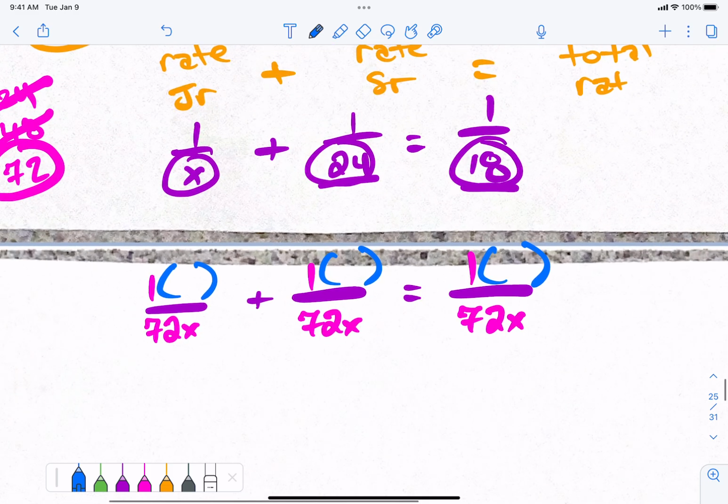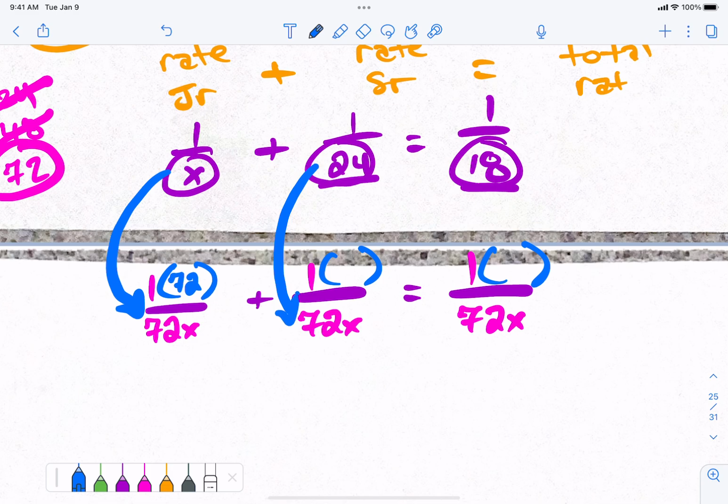All right, comparing. What does this one need to be multiplied by? He needs a 72. Okay? This 24, what do you multiply by 24 to get 72x? 3x. Yeah, that's a 3. 3 times 24 is 72, so he needs a 3 and an x. Okay, what do you multiply by 18 to get 72x? 4x. Okay? All right.